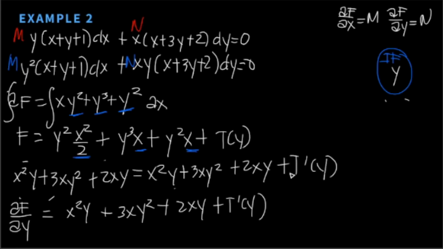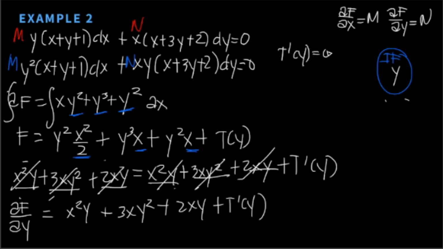So, x squared y minus x squared y, that would be cancelled kasi 0 lang naman. And 3xy squared, cancel din kasi 0. Tapos, 2xy minus 2xy, that would be cancel din. So, wala na tayong terms na natira. So, therefore, t prime of y is equal to 0. Then, integrating both sides, kuha natin yung t of y, magiging c.